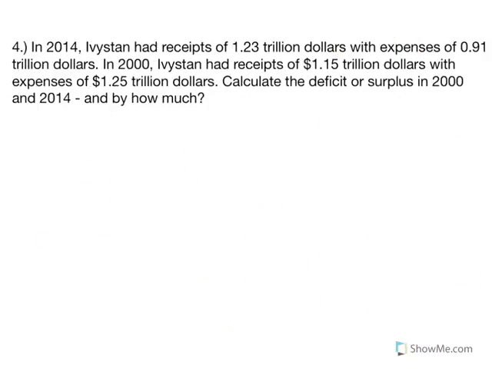Number 4, in 2014, the fictional place of Ivystan has receipts of $1.23 trillion with expenses of $0.91 trillion. Excuse me. In 2000, it had receipts of $1.15 trillion and expenses of $1.25 trillion. Calculate the deficit or surplus in 2000 and 2014. So we're doing 2 problems here. First one is 2000. We'll do 2014 first because it's there.